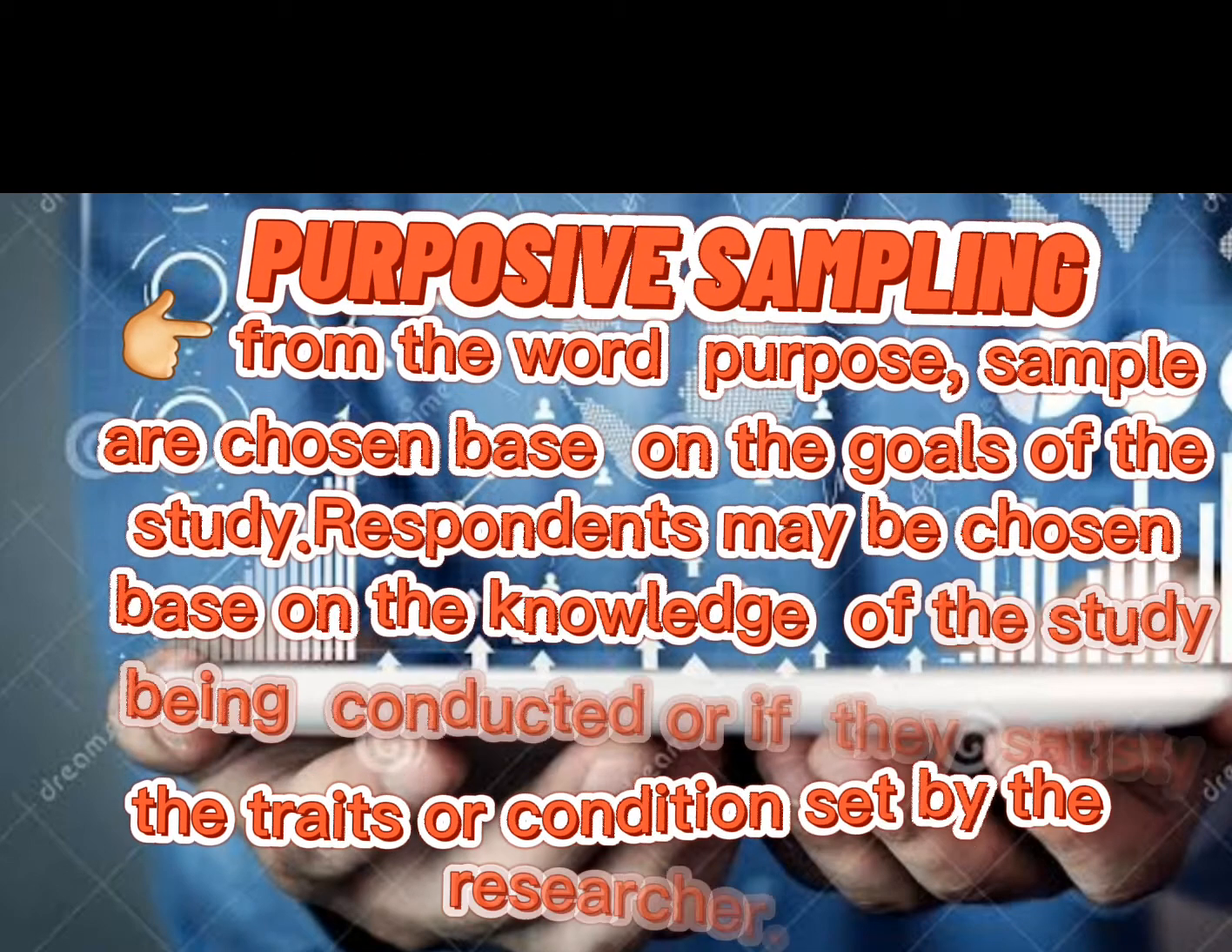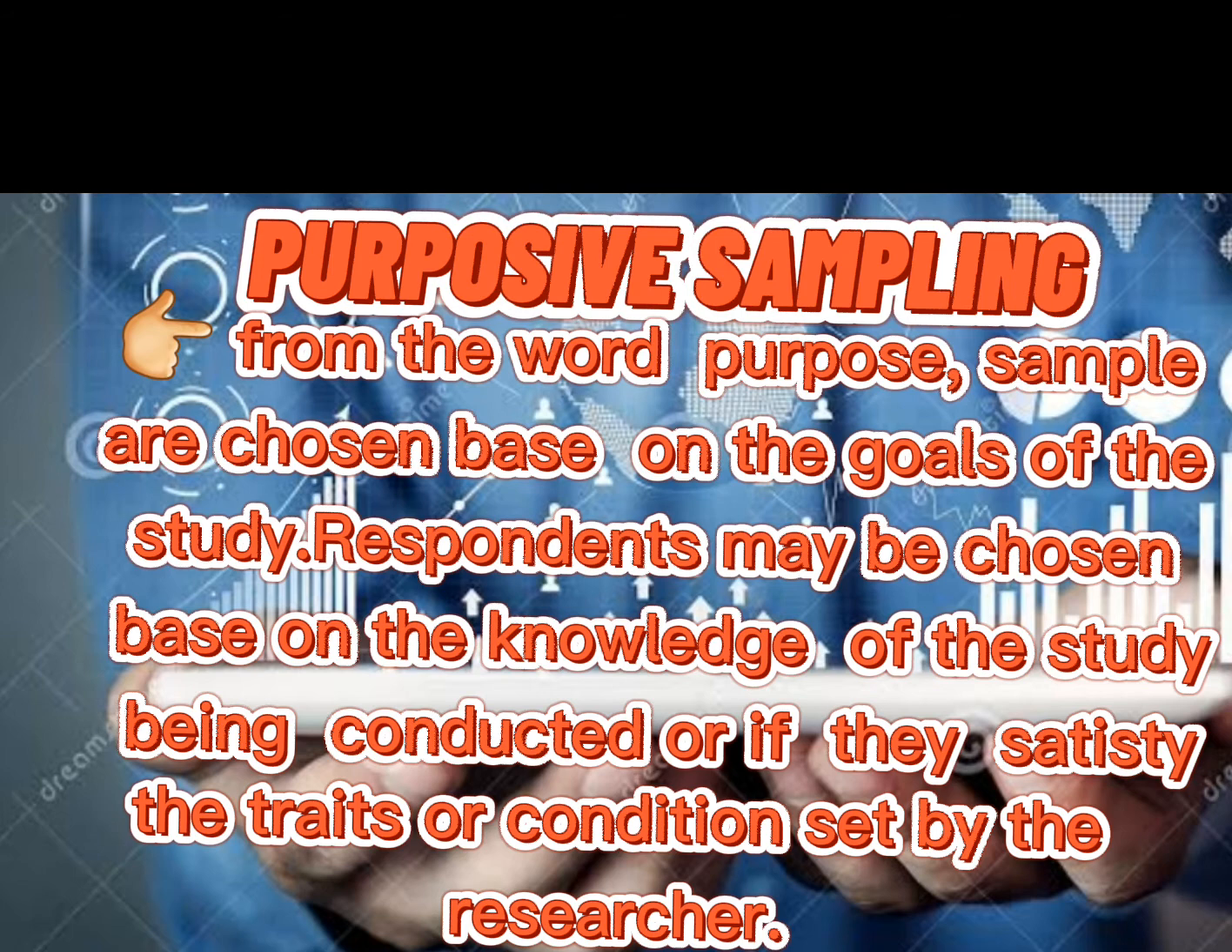Next is purposive sampling. From the word purpose, samples are chosen based on the goals of the study. Respondents may be chosen based on the knowledge of the study being conducted or if they satisfy the traits or conditions set by the researcher. For example, when we are doing a study in the field of psychology, of course we will choose respondents that have knowledge in that field. If we are talking about education, our respondents are those who have a long experience in the field of education, such as principals and division superintendents.